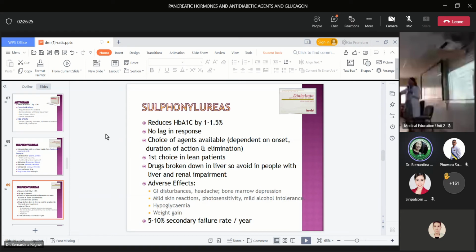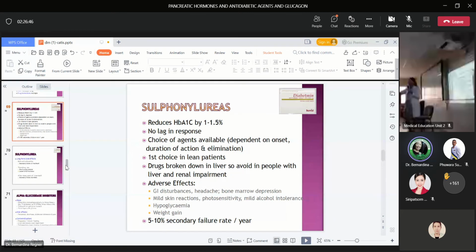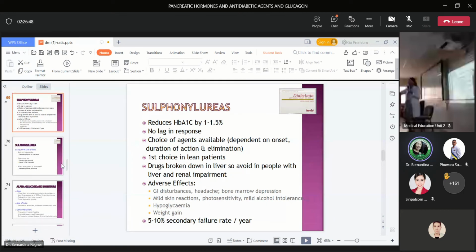Okay, there is a 5 to 10% secondary failure rate per year. Any questions so far? Okay, I hope you know what you are going to use in patients who are very thin. Okay, how about if very fat? Like you? I'm just joking.